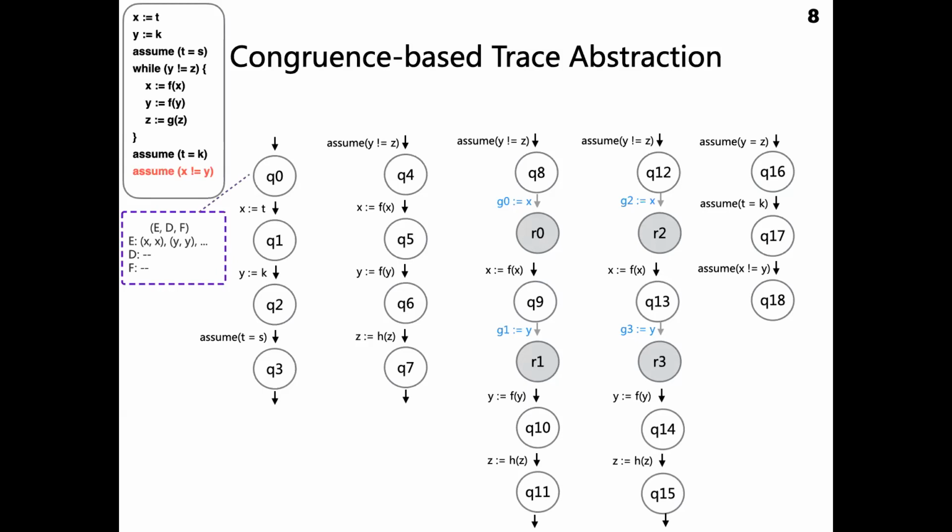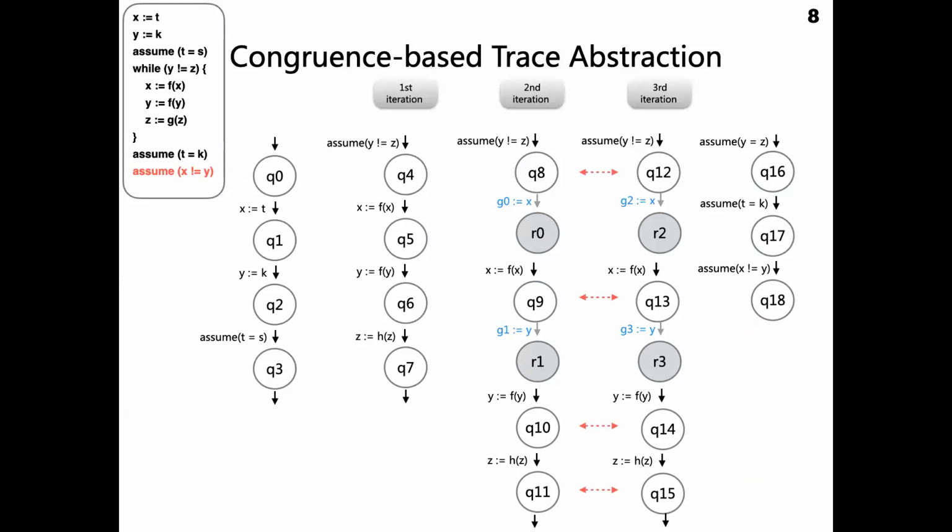Then after several transitions, we get the final state. A conflict between the equality and the disequality relation reveals this trace is infeasible. Next, based on the calculated states, we notice that, excluding states R0 to R3 brought by additional variables, for the second iteration and the third iteration, we have states Q8 and Q12, Q9 and Q13, Q10 and Q14, Q11 and Q15 are equal to each other.